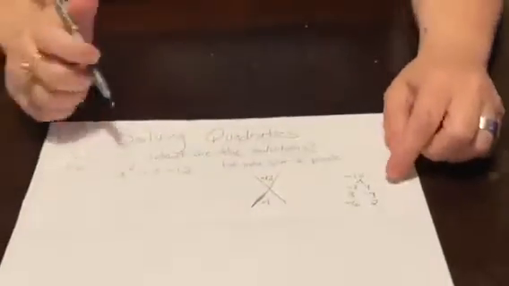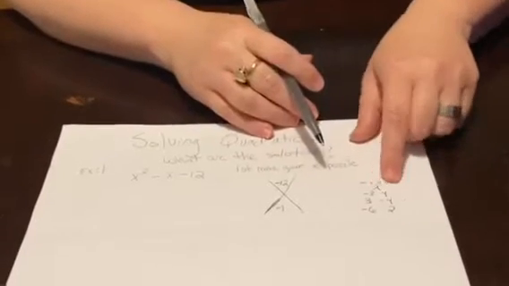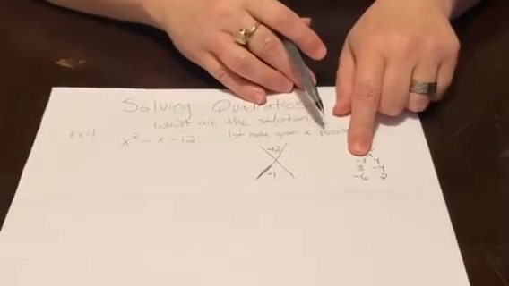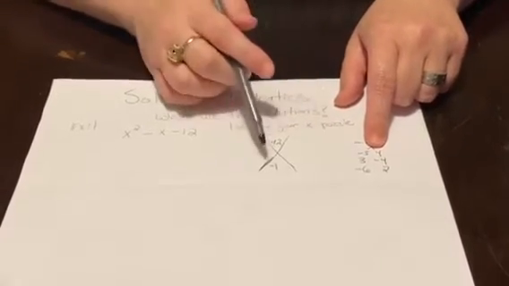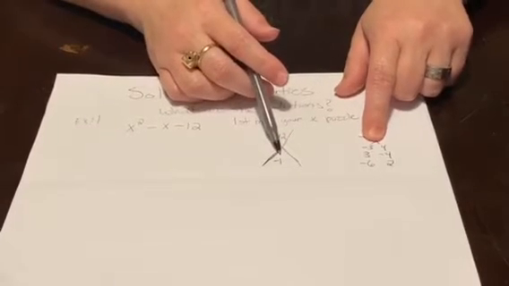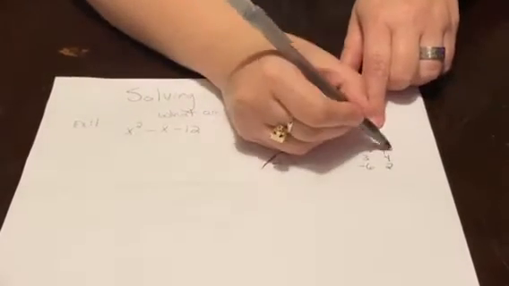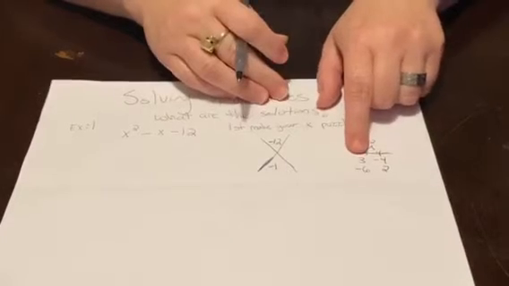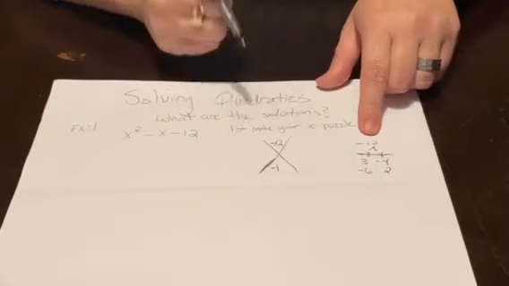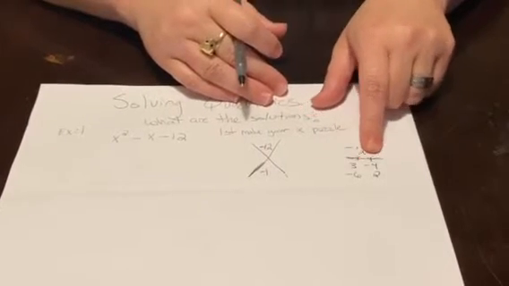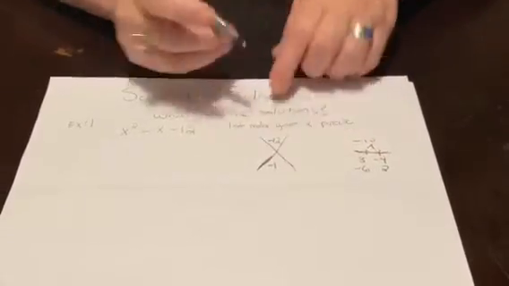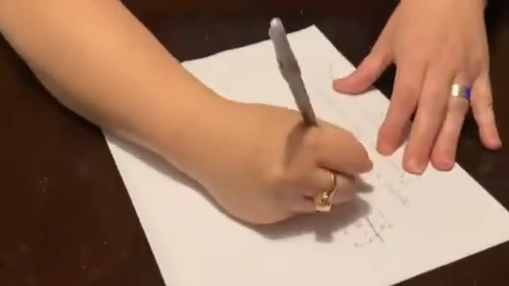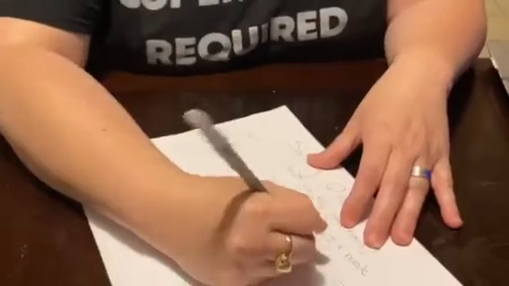So let's look at the first couple here. We have negative 3 times 4. That makes negative 12. Negative 3 plus 4, because you have to add to get this term here, is 1. So that's not it. So we're not going to use it. The next one, 3 times negative 4. All right, good. Makes negative 12. 3 minus 4 is negative 1. So that's what we're going to use. So put your little factors there.